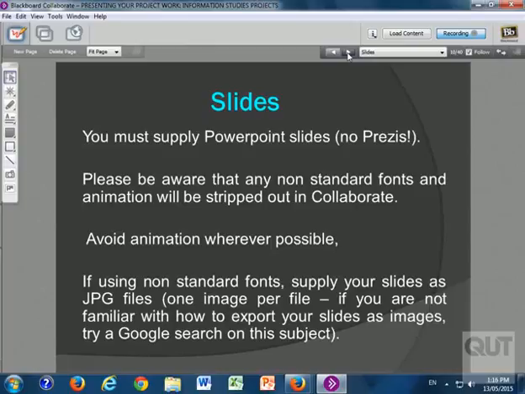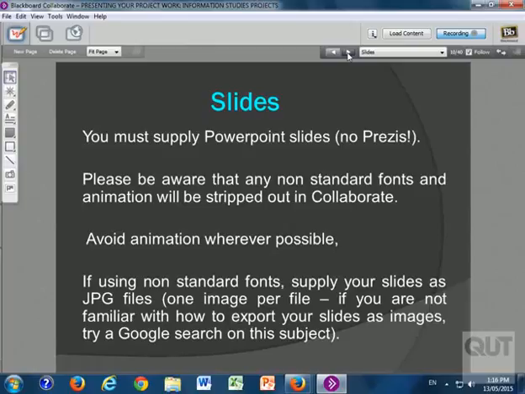So now, if you're using anything in that nature, you actually need to supply the slides as JPEG files, so one image per file. There we go, and I've actually mentioned, do a Google search if you're not sure how to export the slides as images. It isn't particularly difficult.